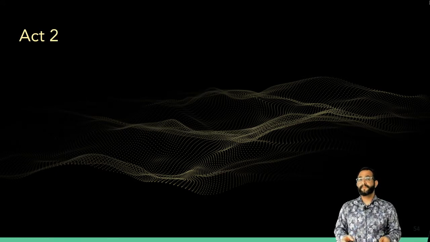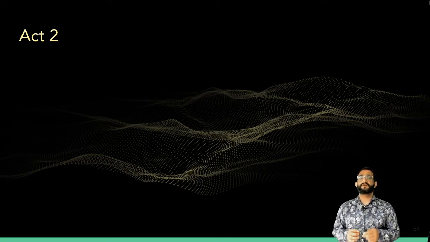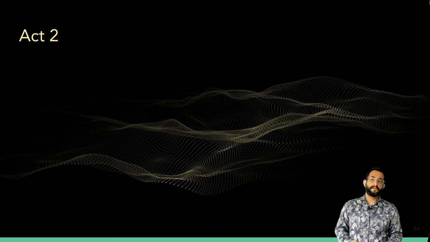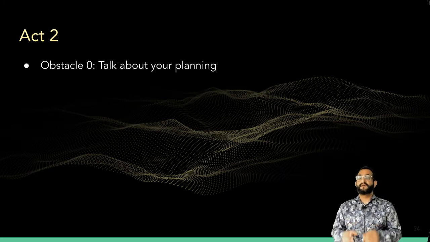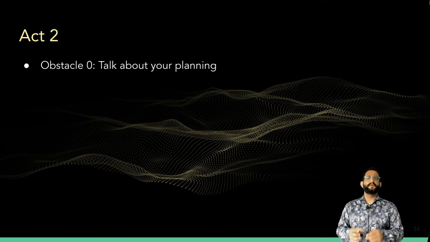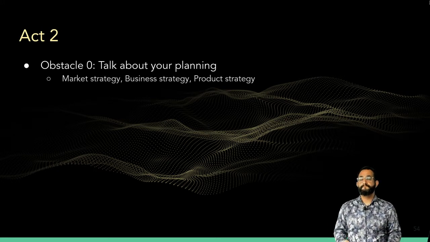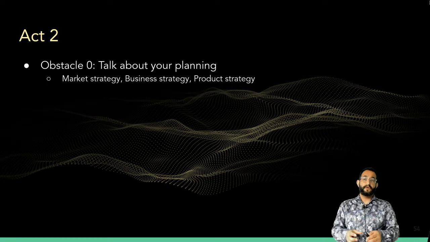In Act 2, your goal is to give the audience a glimpse of how you got to what you will show them at the end. First, you tell them how, based on the learnings from the research and discovery that you did, you plan the course of action. For example, you tell them about your market strategy.